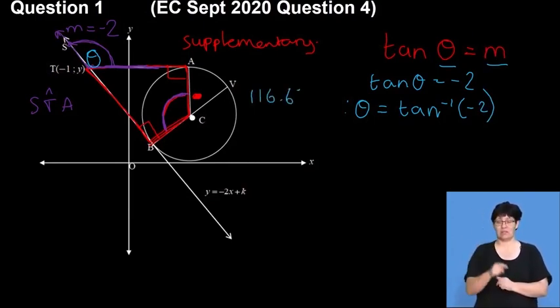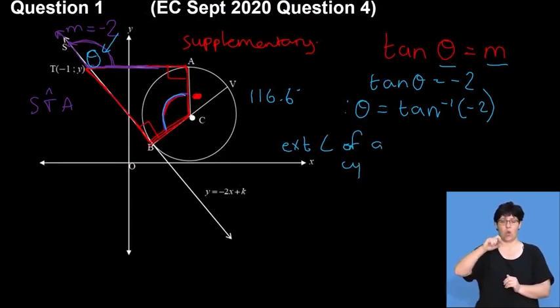Okay, so therefore it is equal to 116.6 degrees. And if this angle theta is equal to 116.6 degrees, then this angle over here must also be equal to 116.6 degrees. And again, your reason would be that we have the exterior angle of a cyclic quadrilateral.